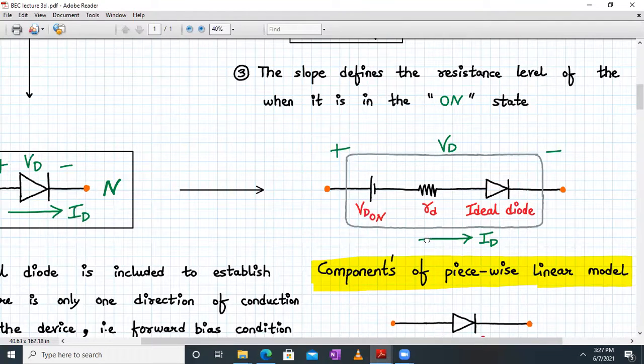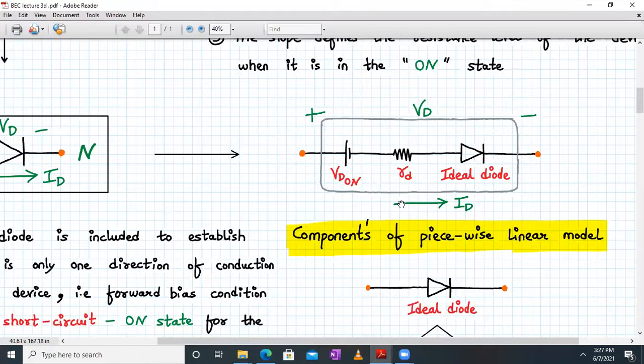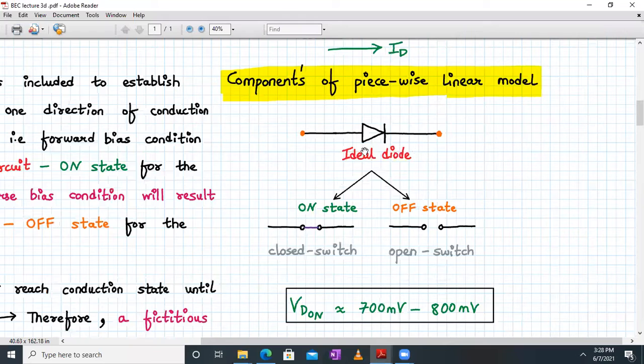First of all, let us discuss the ideal diode. The ideal diode is included in the model to establish that there is only one direction of conduction for the device. That is, forward bias of an ideal diode will result in an on state, a closed switch. Whereas if the diode is reverse biased, it is in the off state, or it is represented by an open circuit. So that is what the ideal diode is used for.